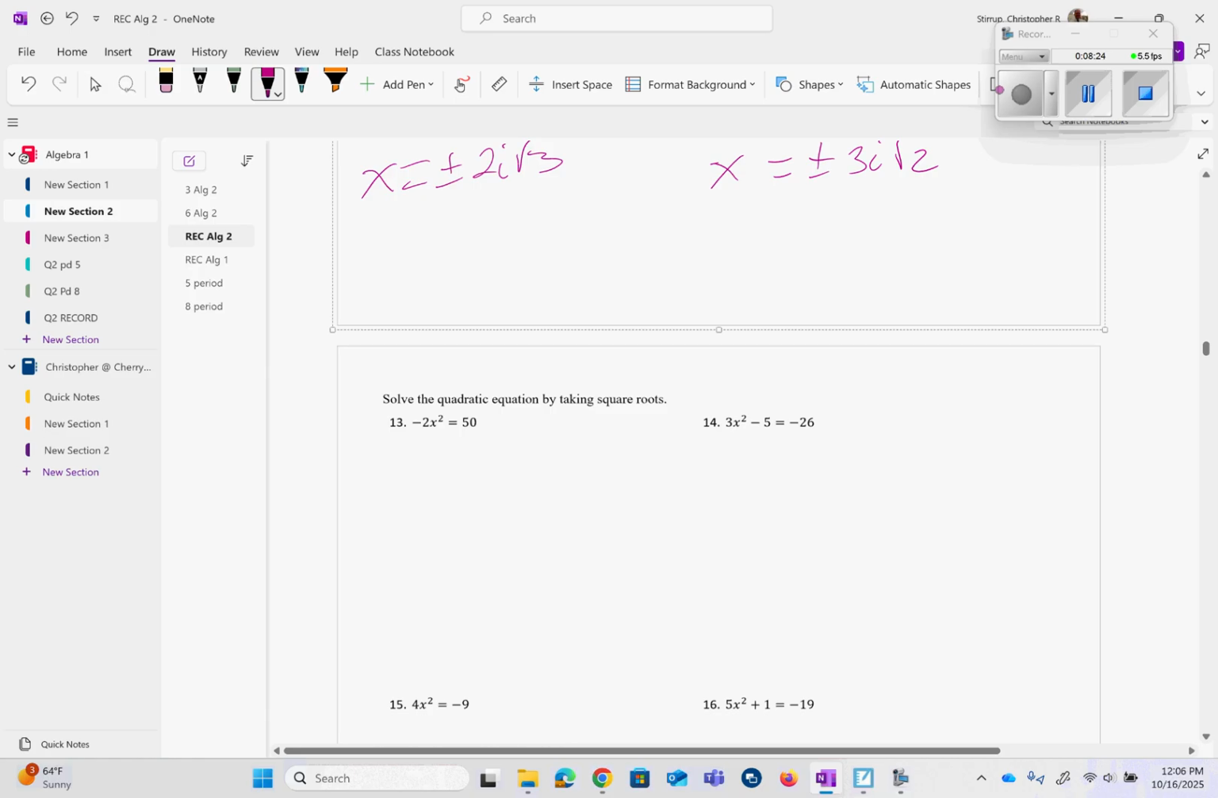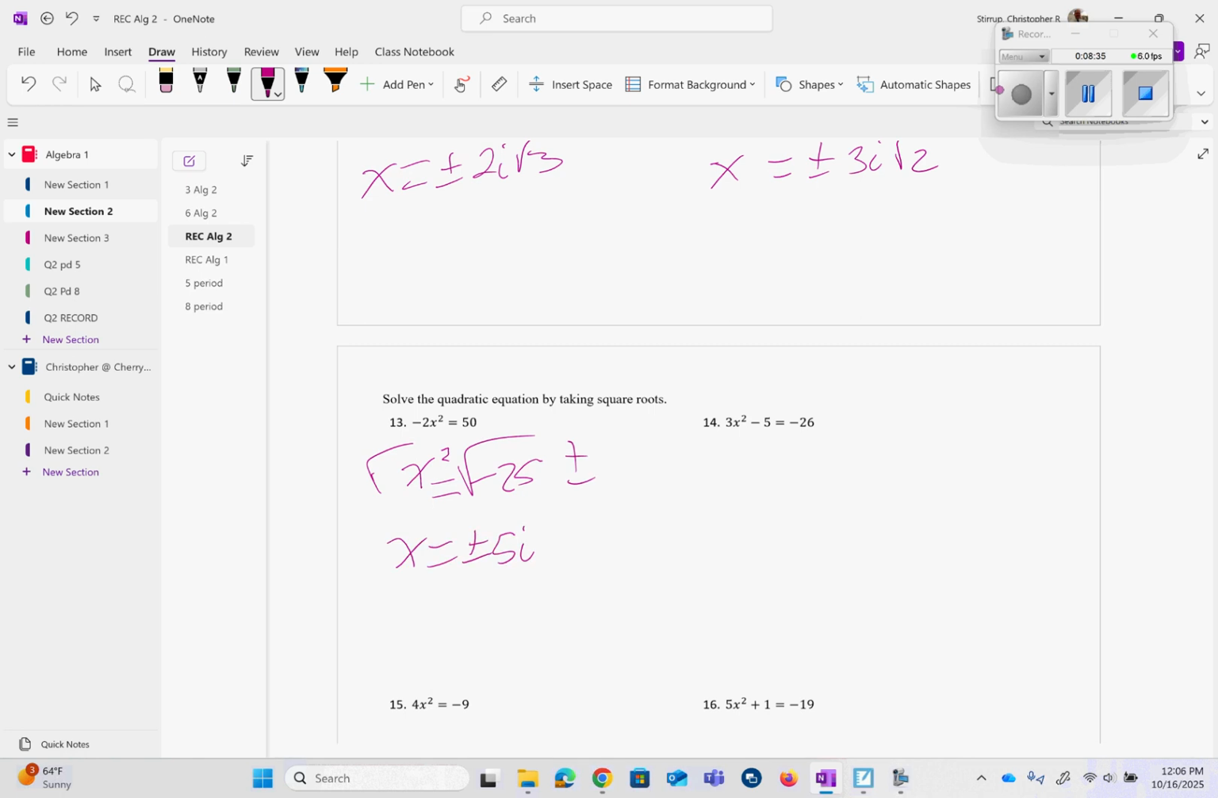Number 13, we're going to divide both sides by negative 2. Root, don't forget the plus minus. So that's going to be plus or minus 5i because the square root of 25 is 5. We're going to subtract 5 from both sides, or add 5 to both sides. So that gives me negative 21. Divide each side by 3. Root, don't forget the plus minus. So x is equal to plus or minus i root 7.